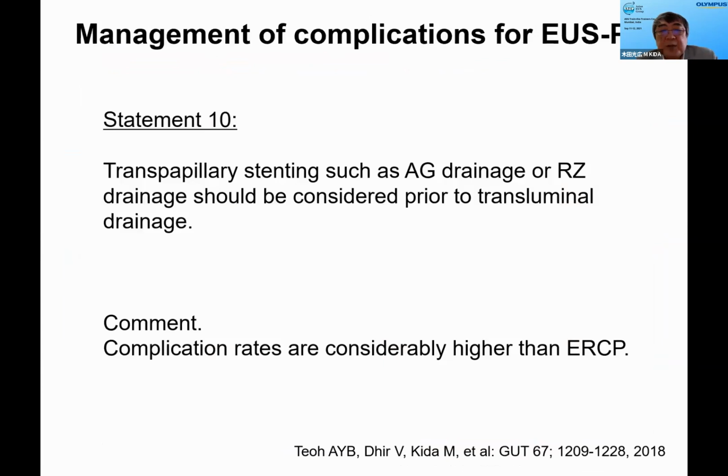So for management of the complications of EUS-PD, transpapillary stenting, such as antegrade drainage or rendezvous drainage, should be considered prior to transmural drainage because the complication rate is high. So you should plan to insert the antegrade drainage. That is better. There is no need to dilate the fistula with the cystogastrotome or Fine 025, and that reduces the complications, I think.